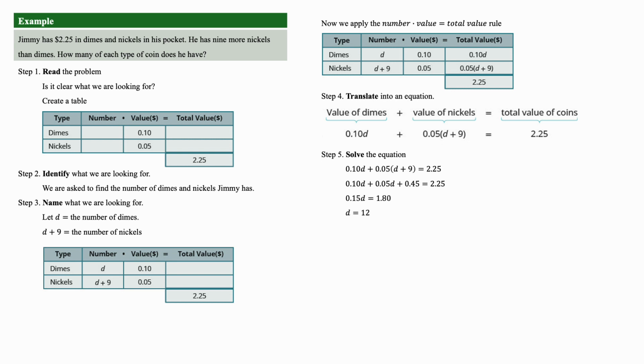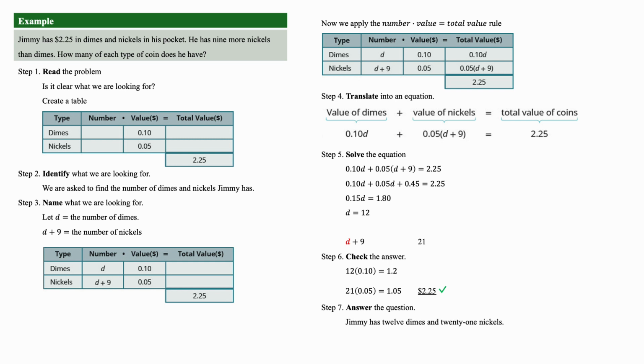We're going to simplify that to get D equals 12. And then to get the number of nickels, we're just going to simply add 9 to that. So D plus 9, which will just be 12 plus 9, is 21. We're going to check the answer by substituting into the equation. We get 12 times 0.10 equals 1.20. And we have 21 times 0.05 is equal to 1.05. And when you add those two together, you get $2.25. And we are going to finally answer the question. Jimmy has 12 dimes and 21 nickels.